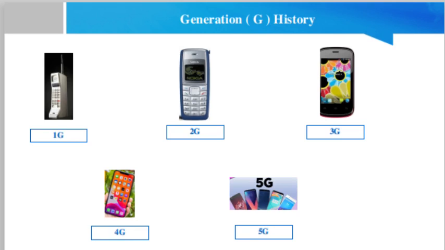Candy bar phones became famous in the era of 2G, and Nokia became the leading producer of cell phones. The bandwidth of the 2G network was 64 kilobytes per second and it had a frequency of 1.8 gigahertz.